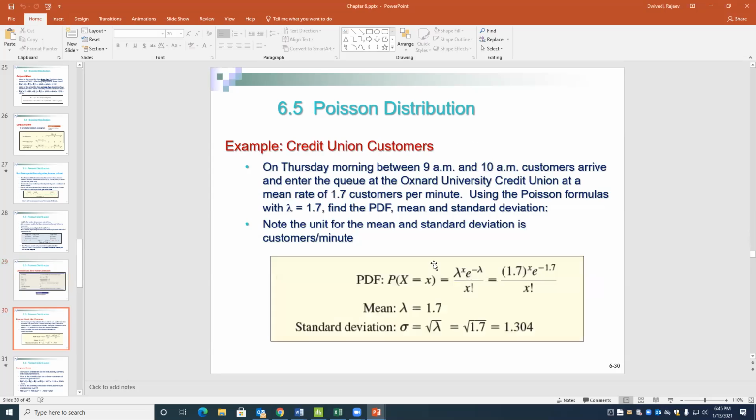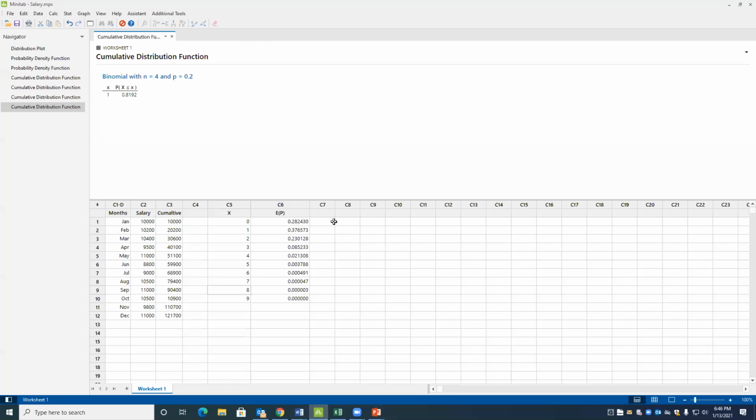Making sense? Now, if you remember these things, for example, this is the question: on a particular morning between 9 a.m. to 10 a.m., customers arrive and enter the queue at University Credit Union at a rate of 1.7 customers per minute. Using the Poisson formula, find the PDF, mean, and standard deviation. So this is a PDF. How can I do the PDF? Very simple. Again, I'm going to do it here. So I'm just putting here, if you can see my PDF.